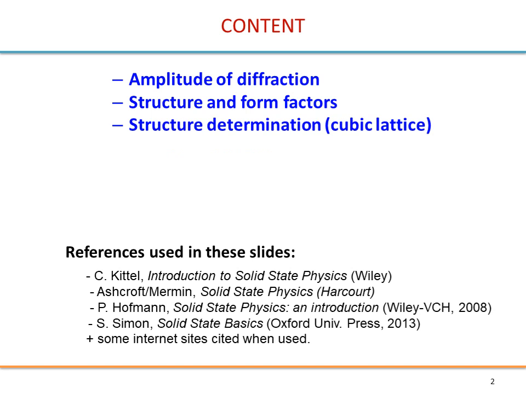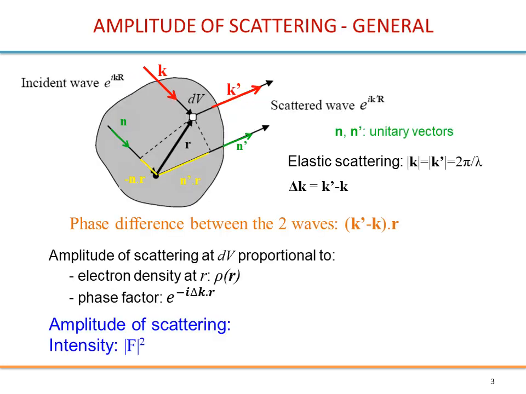So first we are going to look at the amplitude of diffraction, then we will introduce the structure and form factors, and then we will apply this knowledge to the structure determination of cubic lattices. This lists the references I have used, like the famous books of Kittel and Ashcroft and Mermin, and more recent books like Hofmann and Simon. And I have also used some internet sites, and I cite them when used.